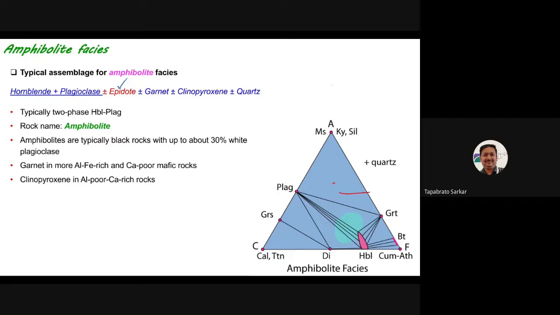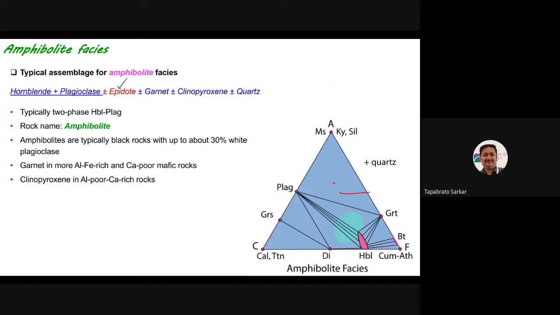So you have done the ACF diagram, right? What you see is that plagioclase plots out here, here is hornblende, here is garnet. This shaded region is the average composition of the mafic rock. We can draw tie lines between the minerals which are stable together. Hornblende and plagioclase can be stable together, plagioclase and diopside, plagioclase and garnet, hornblende and garnet. All these tie lines have been drawn.